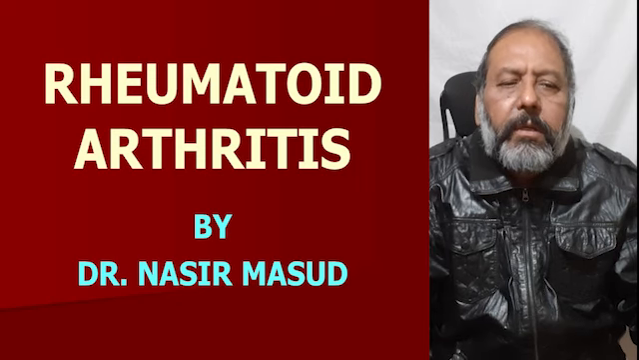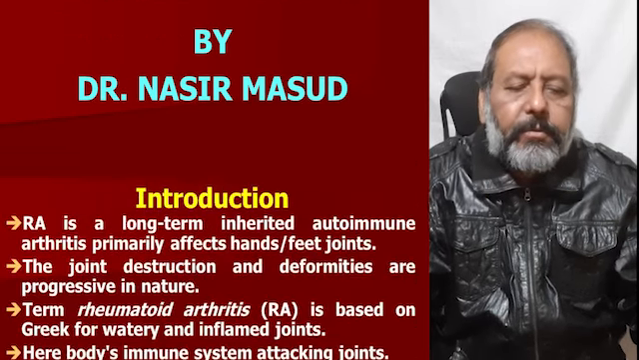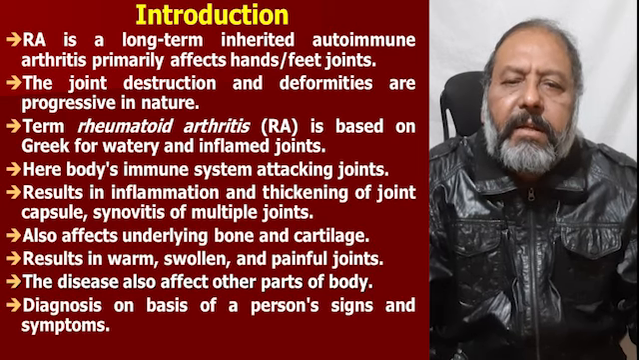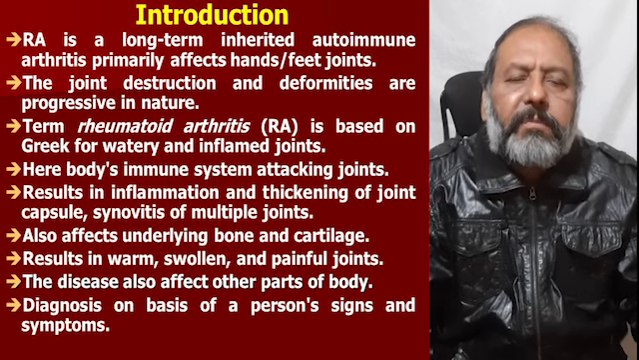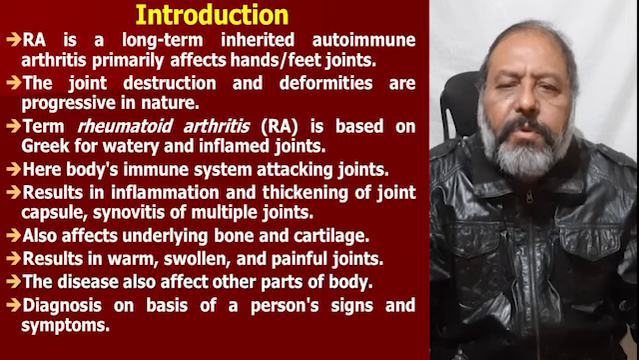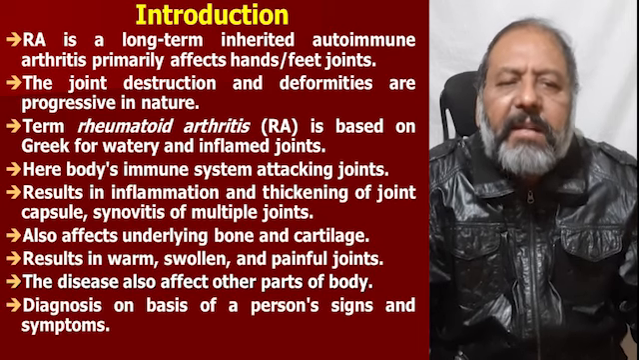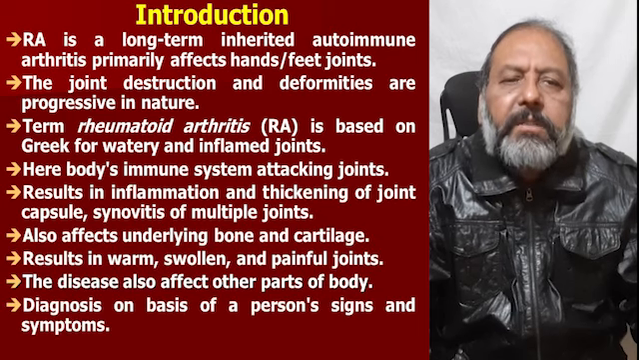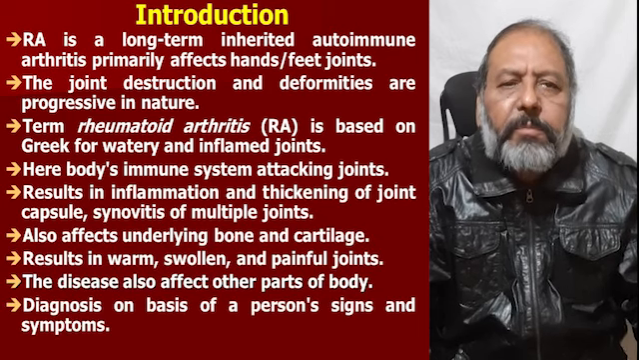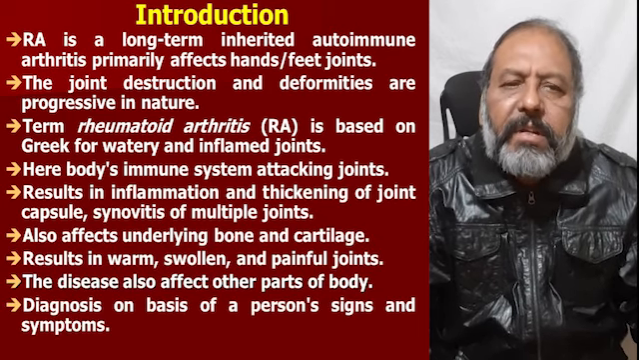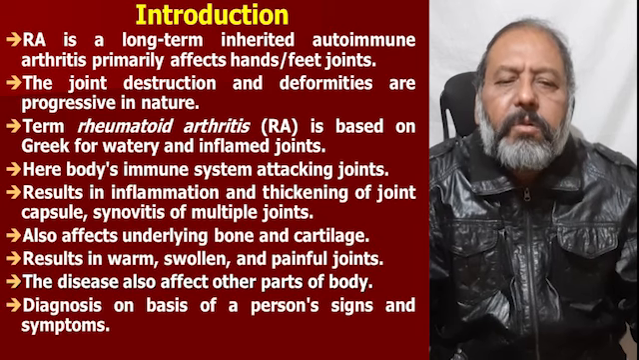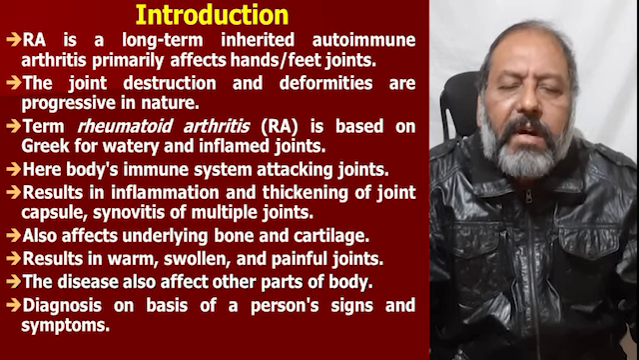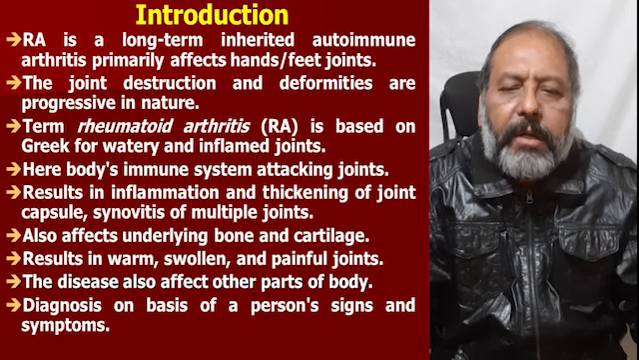The topic of today is rheumatoid arthritis. The introduction is that rheumatoid arthritis is a long-term inherited autoimmune arthritis that primarily affects the joints of the hands and the feet. The joint destruction and deformities are progressive in nature. The term rheumatoid arthritis is based on the Greek for watery and inflamed joints.